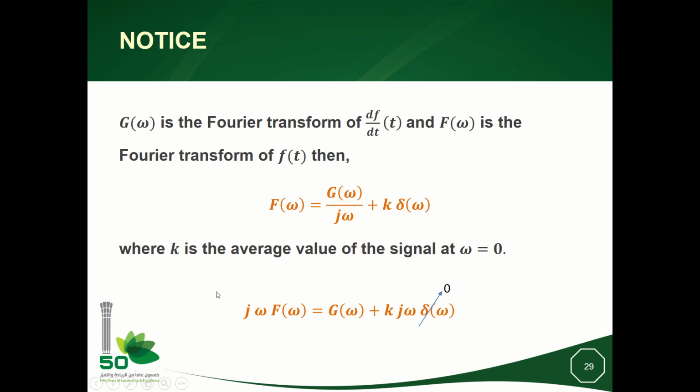We will see a lot of examples in the next videos showing that we may have k different from 0, for example in the case of the step function, and other functions that are not differentiable at omega equal to 0.